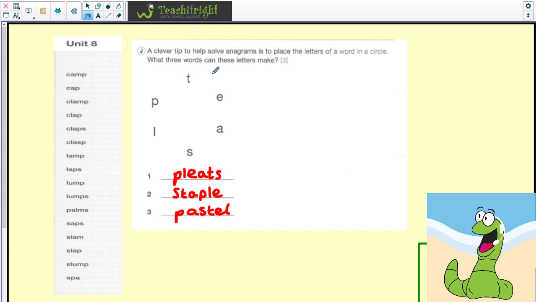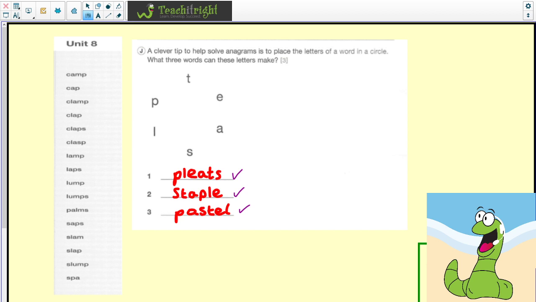And then we've got a little tip that we've just shared with you, putting them into a circle. And what 3 words do we make from here? We get pleats, staple and pastel. Right, well done. I hope you've done well in your spelling and vocabulary book this week.